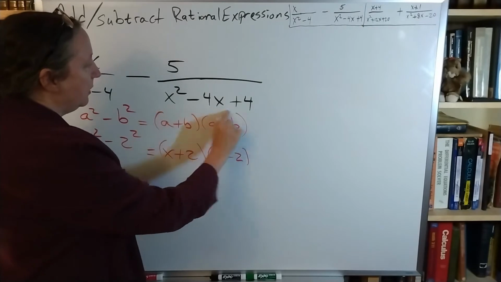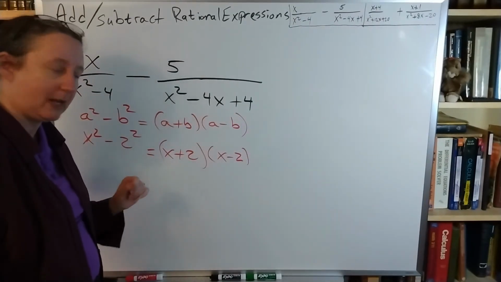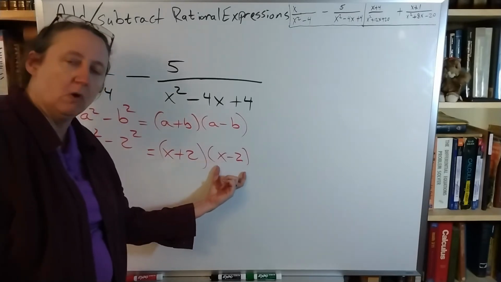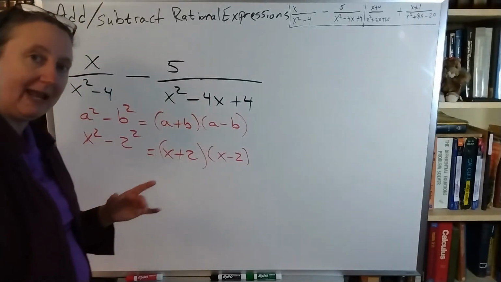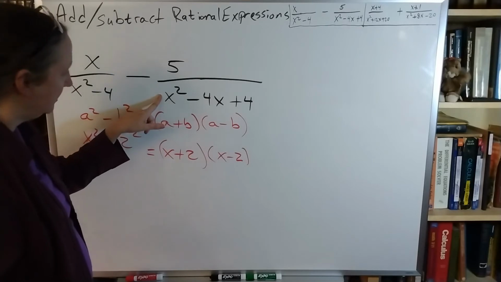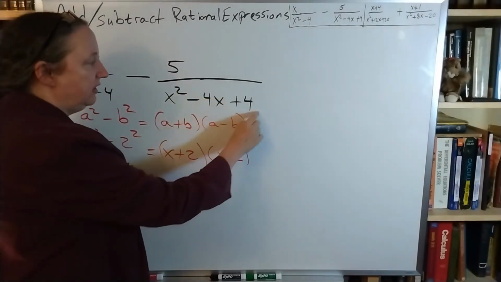Now I look at this other one. And I suspect, I'm not positive, but I suspect that I'm going to have either an x plus 2 or an x minus 2 in here. So I'm going to look at A, B, and C. A is 1. B is negative 4. C is positive 4.